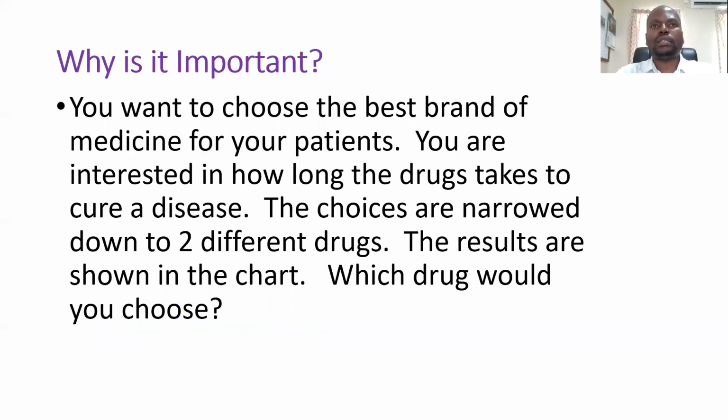Why is it important that we look at measures of spread or measures of variation or dispersion? In most cases, you want to choose the best brand. Let's say this is an example where you want to choose the best brand of medicine for your patients, and you are interested in how long the drug takes to cure a disease. The choices are narrowed to two different drugs. The results are shown in the chart. Now, for that example, we want to see which drug you would choose.